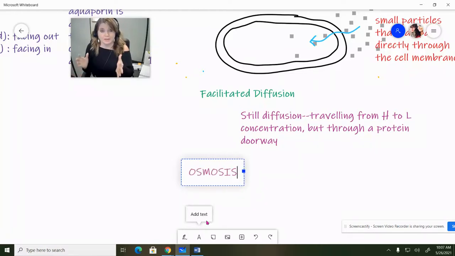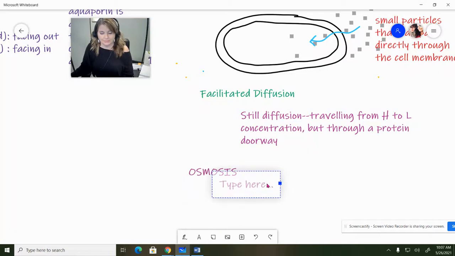This is just applying to water. It's not applying to any other thing. Whereas diffusion is more general, this applies to water.